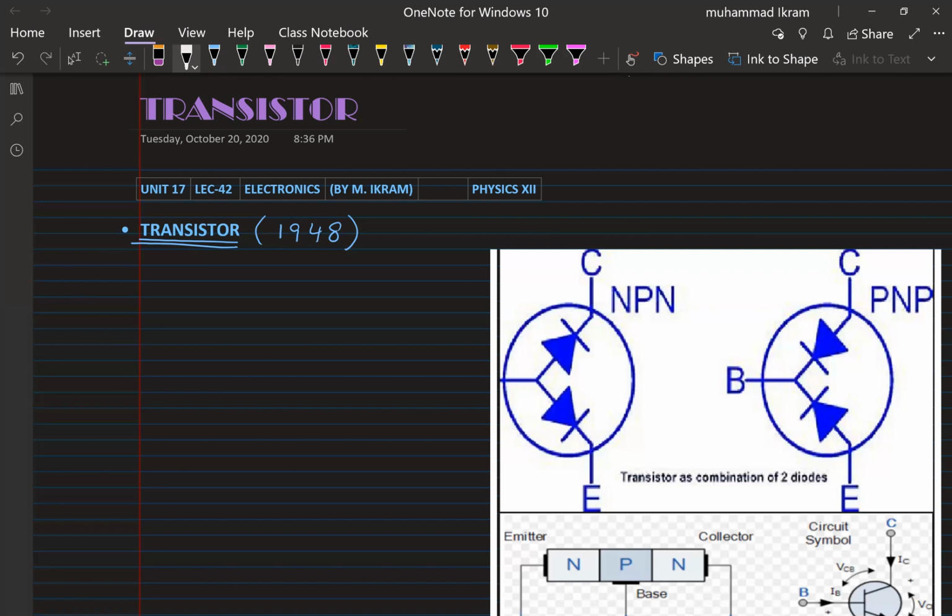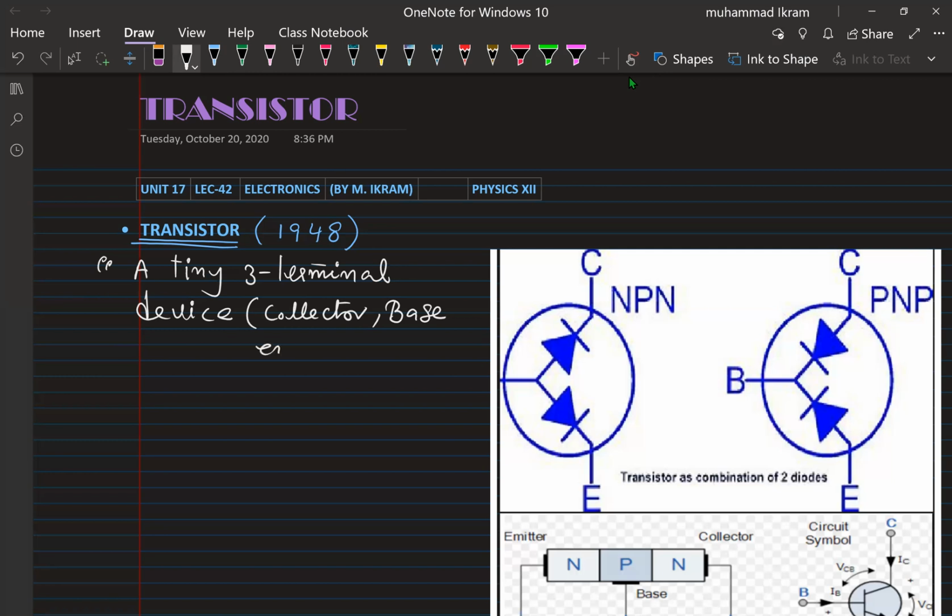Now let us see what a transistor is. We can define the transistor in many ways. The transistor is a tiny three-terminal device. It has three terminals: the collector, the base, and the emitter. Better I would write the emitter first, right? And those are the three terminals of the transistor.